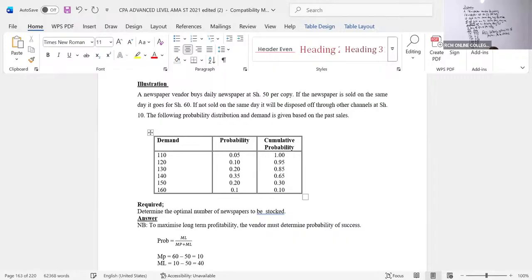So now, have they been able to take down the illustration question? Have they written the question?